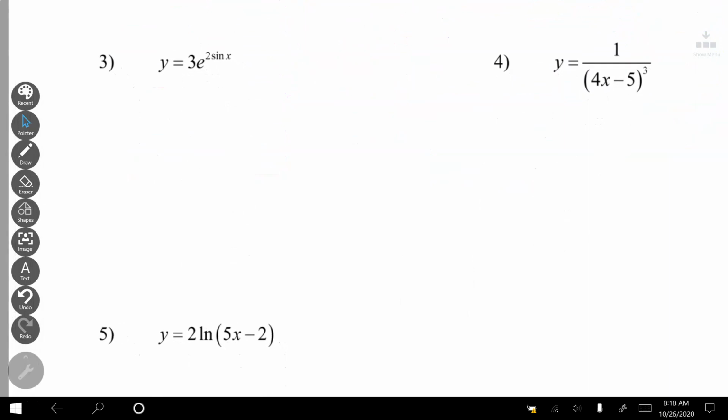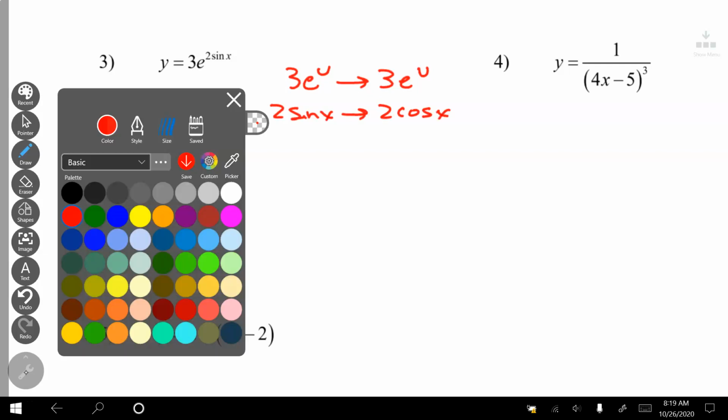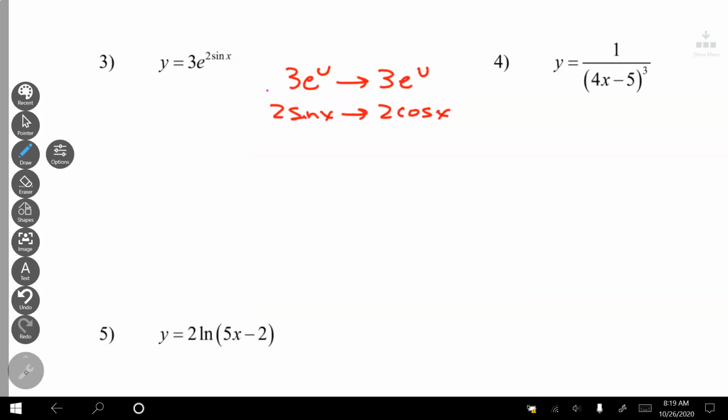Ooh, this seems a little bit more complicated, but I think it's just going to be the same method. The outside stuff is 3e to the something, so the derivative is still 3e to the something. The inside stuff is 2 sine of x, and that derivative is 2 cosine of x. I multiply my box. The numbers multiply to 6, e to the something. Well, I'll do it the other way.